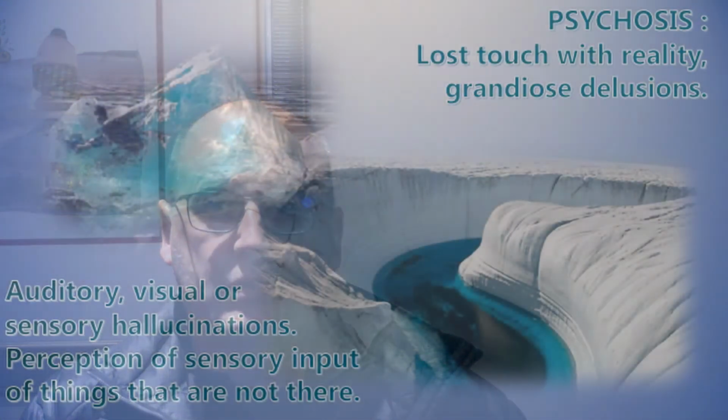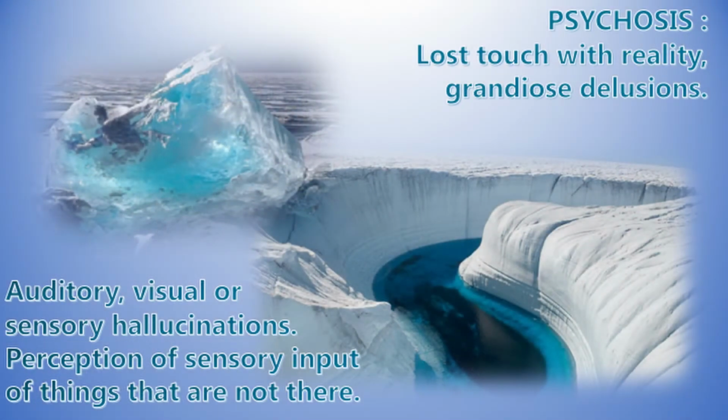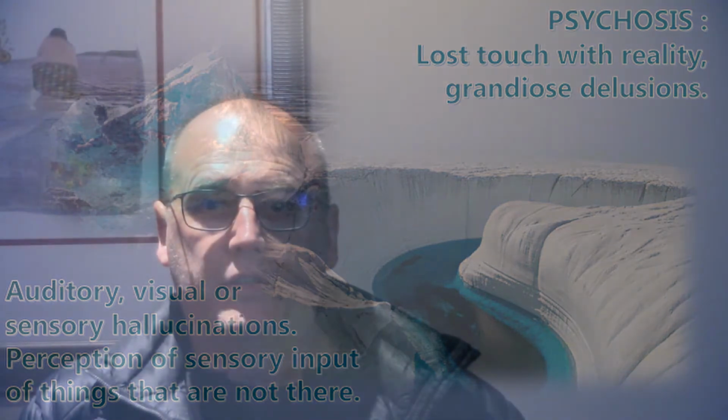Could you just give us a brief description of what it means to be psychotic? Say that someone has a psychotic episode, the implication is that this person has lost touch with reality in terms of their perception of reality, as in grandiose delusions, which are most common in people with mania, or in that they experience either auditory or visual or other sensory hallucinations. That is the perception of sensory input that isn't actually there.